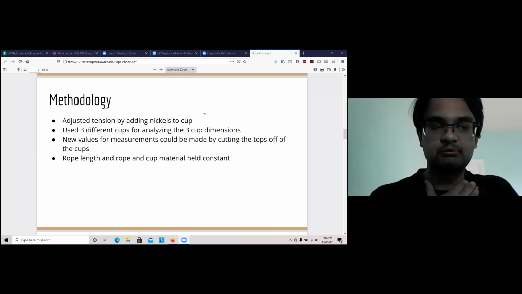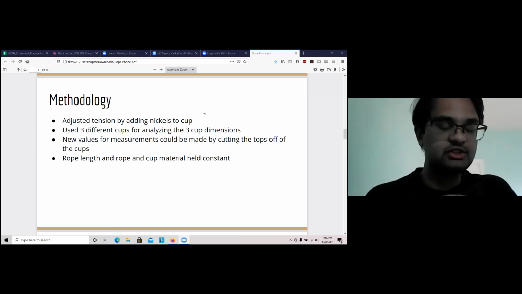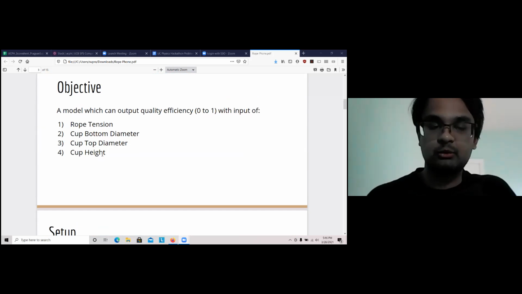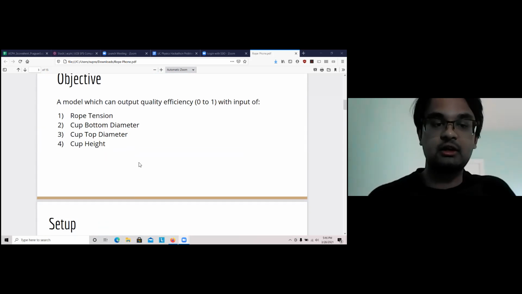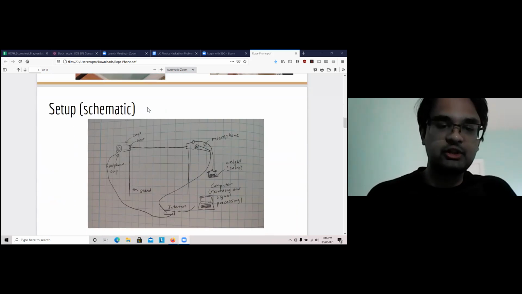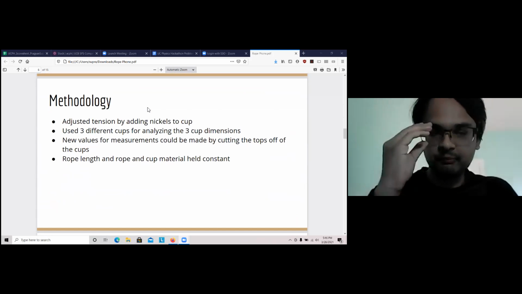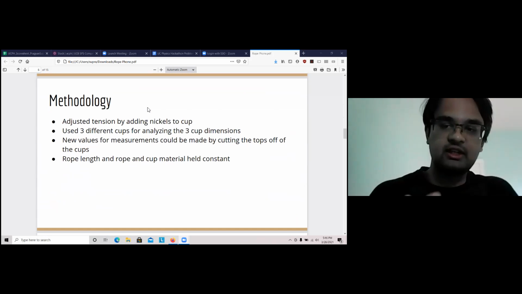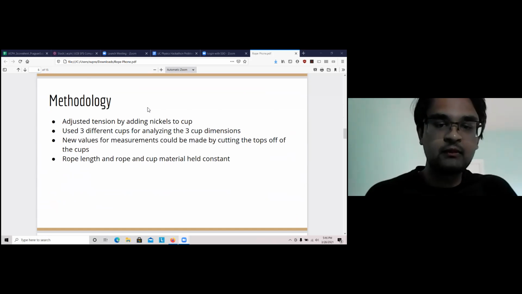This was actually a problem for us because we couldn't adjust each variable regarding the shape of the cup without changing the others. Keeping the others constant while changing one would require making new cups, which was not feasible. So we had to come up with a new method of trying to interpret data where we could not keep the other variables constant.